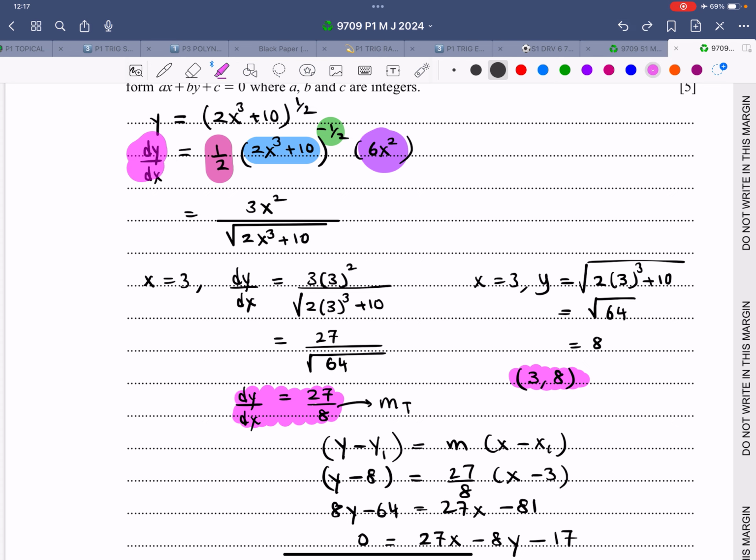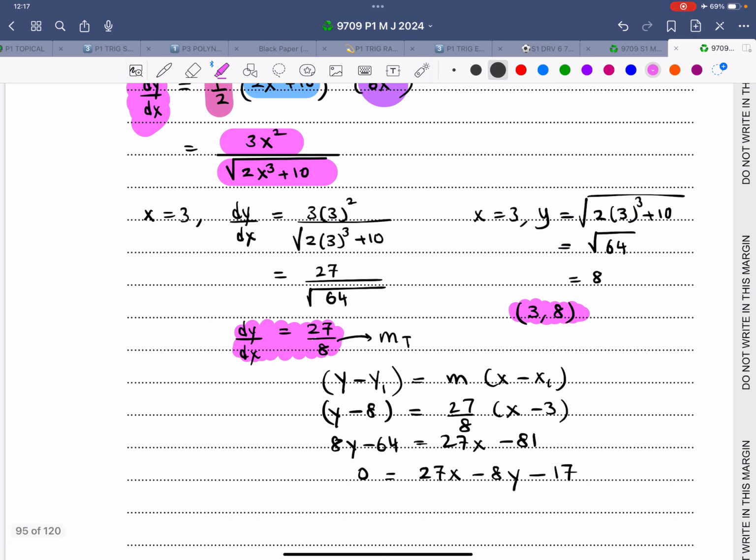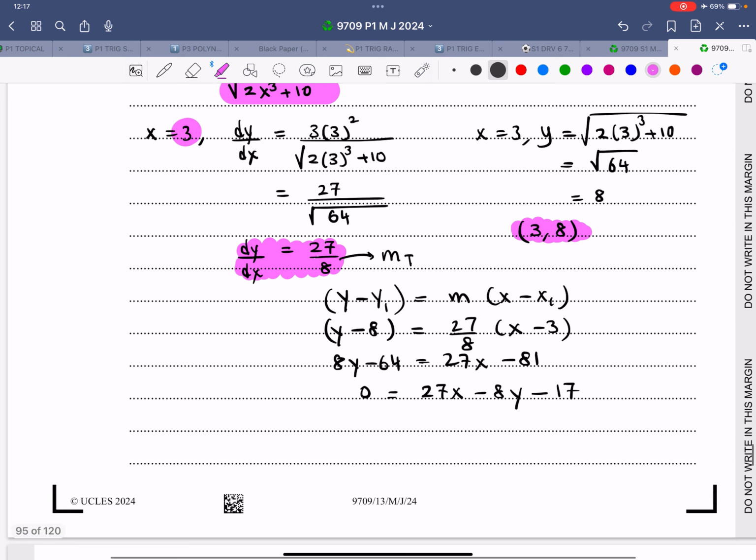So that is dy by dx. Let me choose a different color. That is right over here. We plug in x is equal to 3. Dy by dx is coming out to be 27 over 8. That's the gradient of the tangent. That is the point. This is the equation of the line after the simplification.